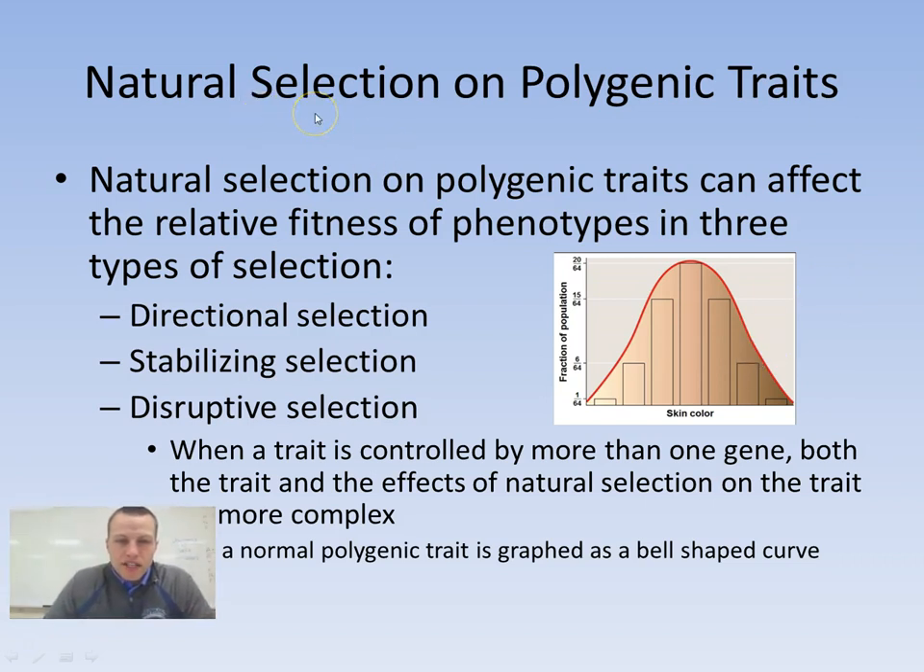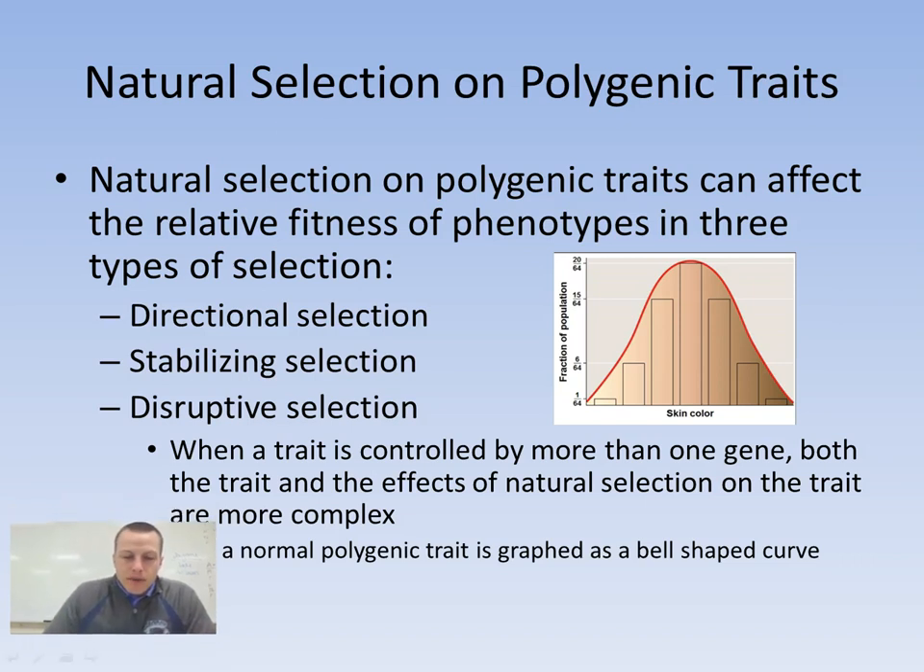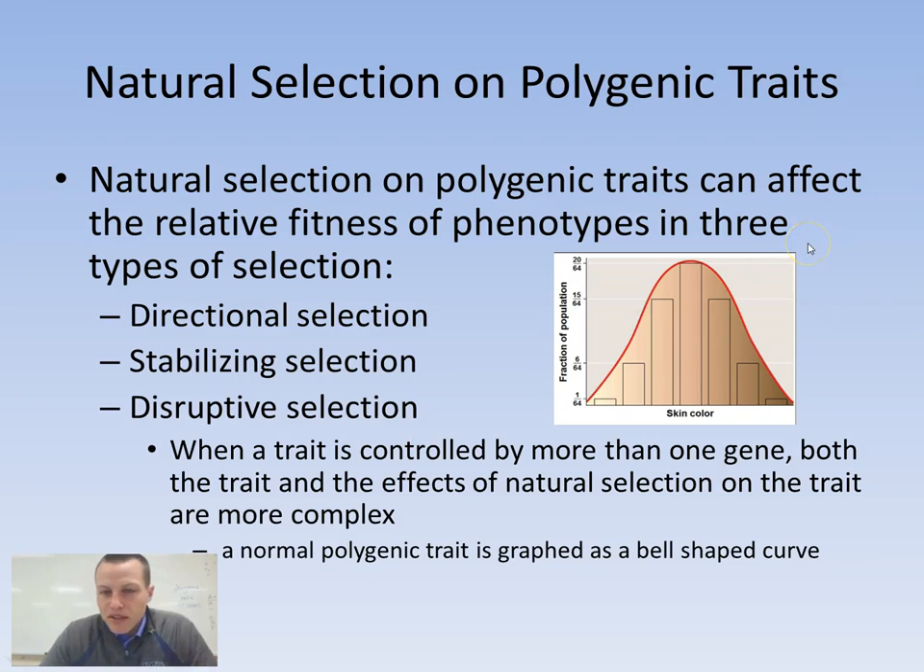Okay, so natural selection on polygenetic traits. Natural selection on polygenetic traits affects the relative fitness of phenotypes in 3 types of selection. We'll get to those 3 different types in a little bit. But what I do want to talk about is polygenetic traits. So we talked about this last time. Polygenetic traits are controlled by many genes, and it produces a wide variety of phenotypes.